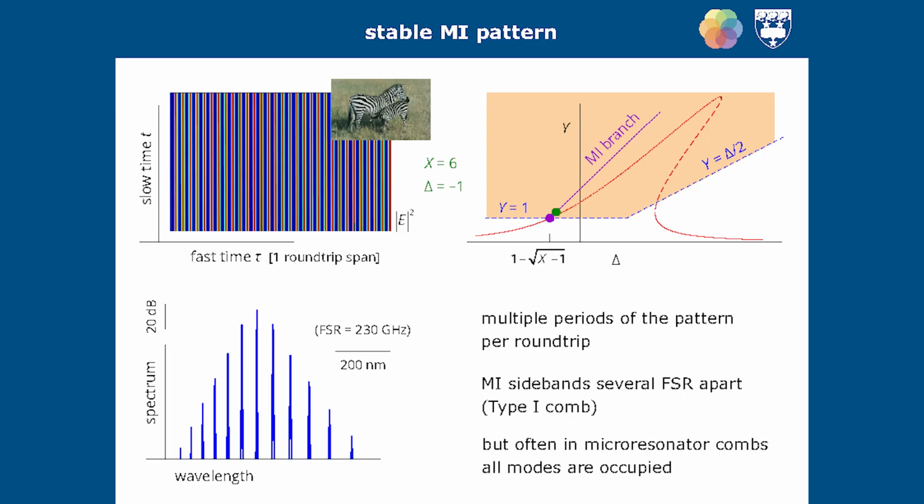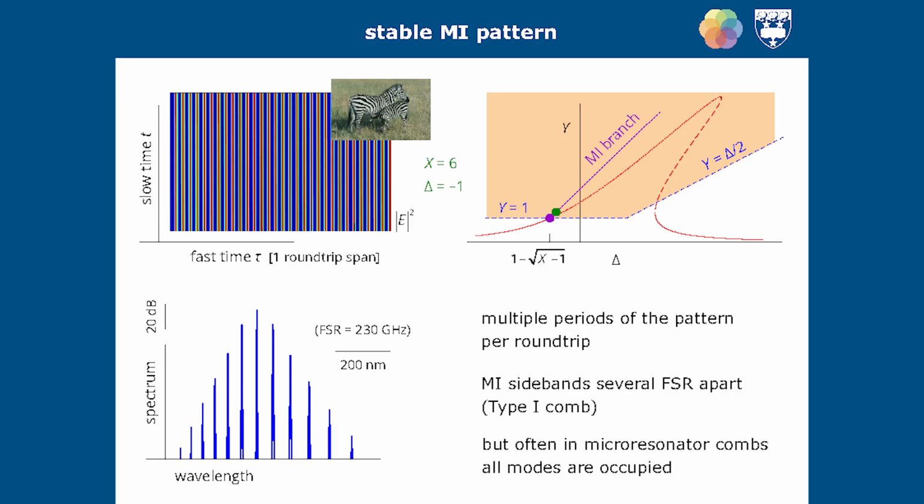So you may have heard about type 1 combs. When you get this modulation instability, you typically find that the peak of the gain, the frequency at which this occurs, is a multiple of the free spectral range. In the time domain, that means that we have several periods of the modulation across a single round trip. And these are called the type 1 comb.